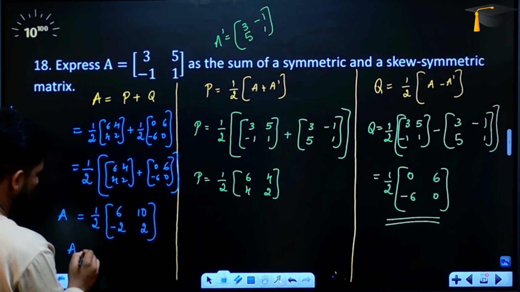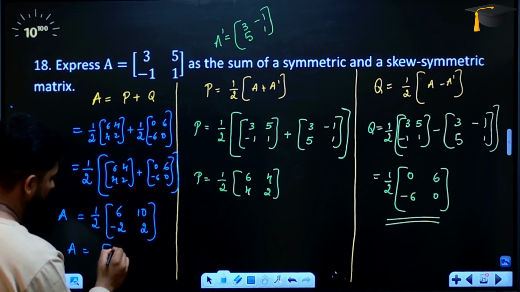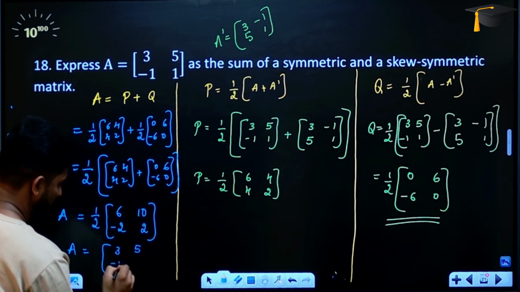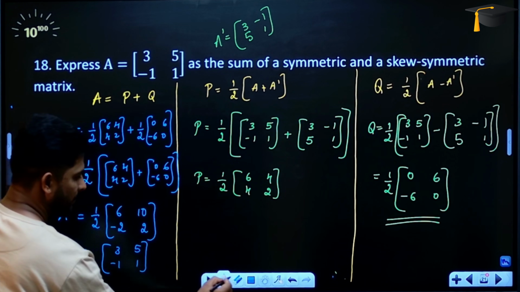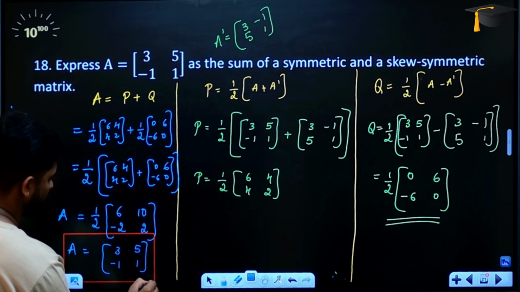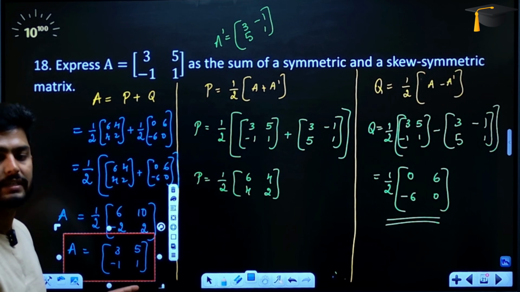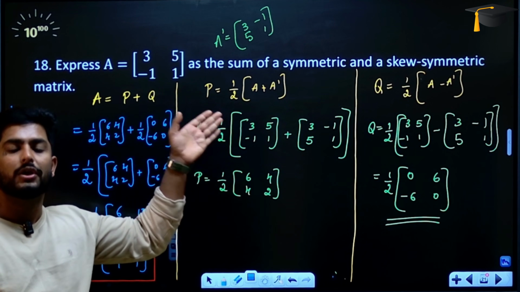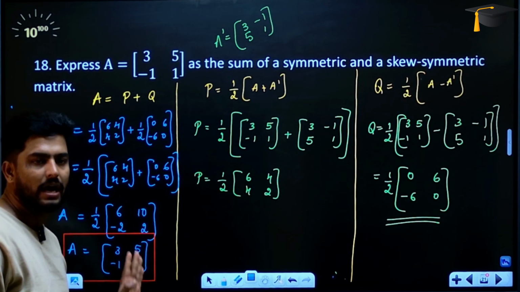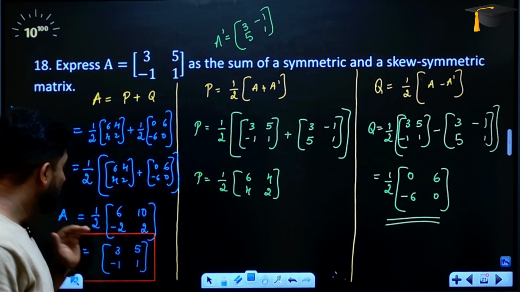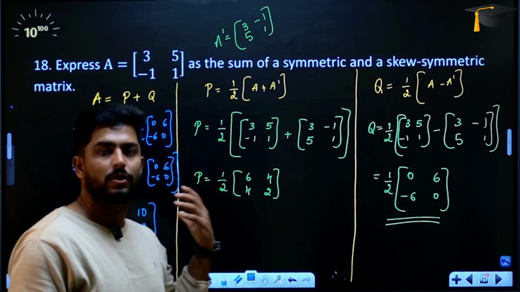So matrix A is what? Half, if you divide everything, you get 3, 5, minus 1 and 1. This is the given matrix, right? So if you do this much, it is more than enough, children. Okay. So this is what I said. At the end of the sum, you end up getting matrix A itself. After adding both of them, you end up getting the original matrix itself. Okay. That is the beauty of this sum.